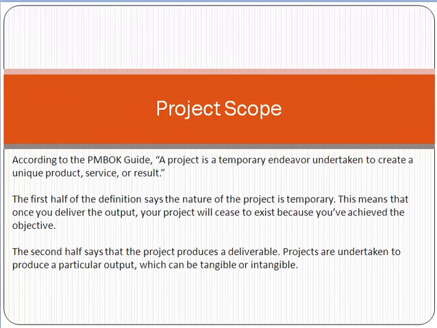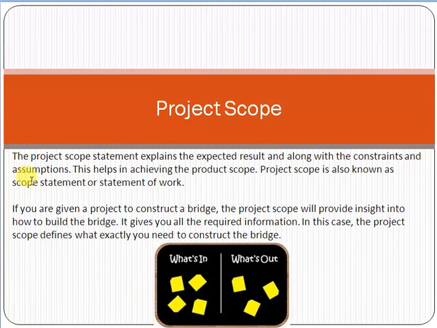Now coming towards the main topic, project scope. Friends, the project scope statement explains the expected result along with the constraints and assumptions. This helps in achieving the product scope. Project scope is also known as a scope statement or a statement of work.